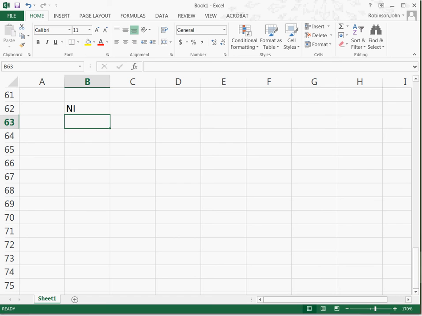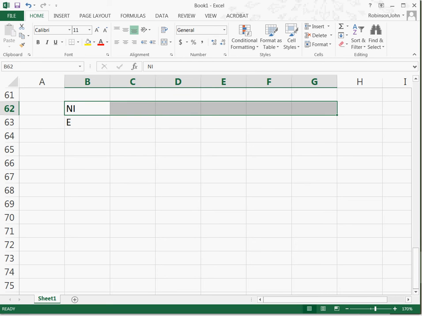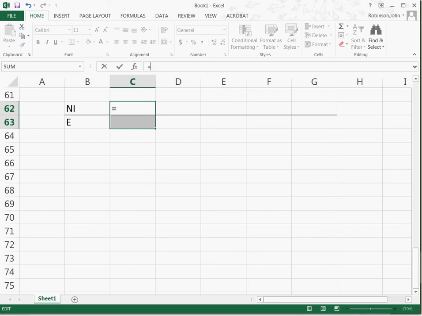Let's see, yeah, center that guy. Okay, there we go. So we've got net income divided by equity, and we might as well center that too. Just go crazy. There we go. Okay. So I have net income over equity.